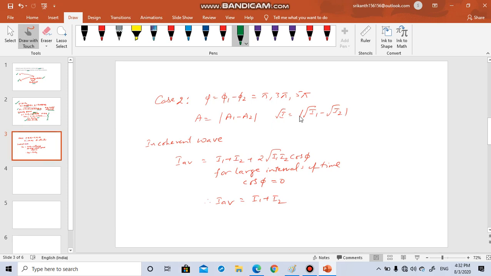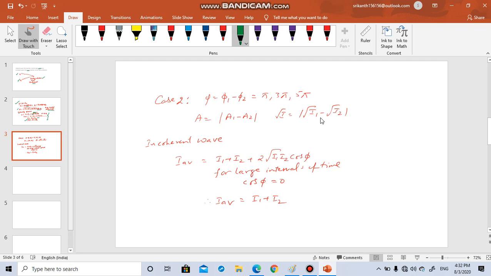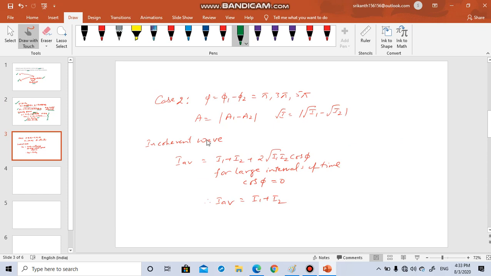So here you are going to get root over I is equal to root over I1 minus root over I2. In the previous case you got plus, here you are going to get minus. What is happening? The intensity is dropping. Here amplitude is rising, whereas here amplitude is dropping. This is one very useful observation you can make.